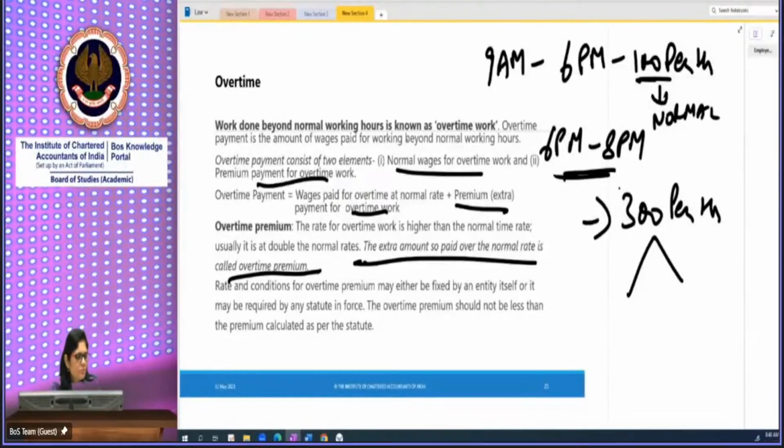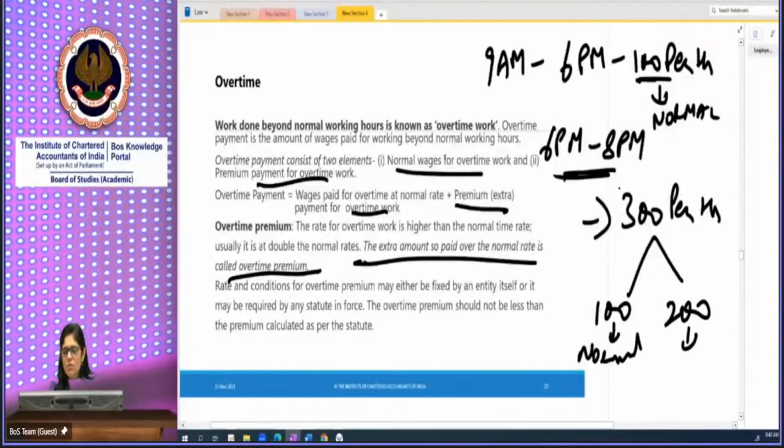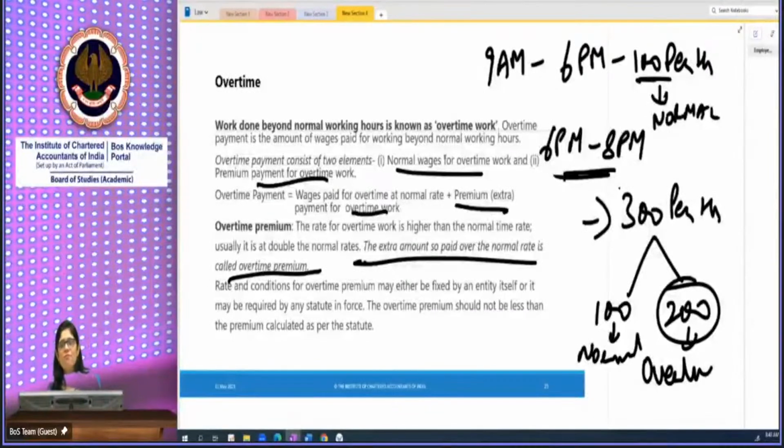Yes, 200, exactly. Not 100. So, Bashri, not 100, it's 200. Out of 300, 100 is the normal wage rate. 200 is overtime. So, this you need to understand. The overtime premium is 200. The rate from 6 p.m. to 8 p.m. is 300 per hour. But out of 300 per hour, rupees 100 is the normal time, and 200 is the overtime period.